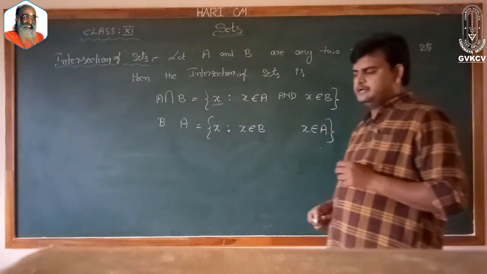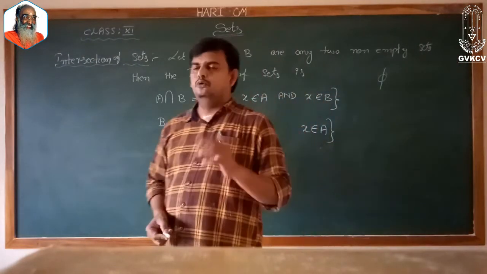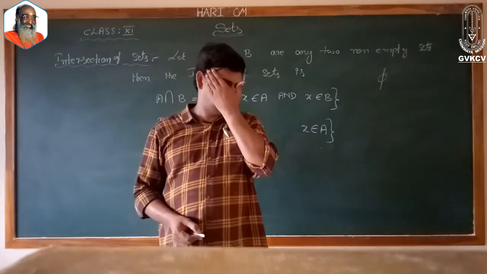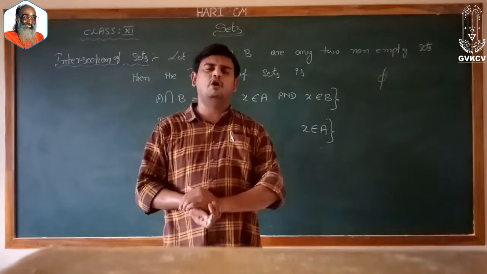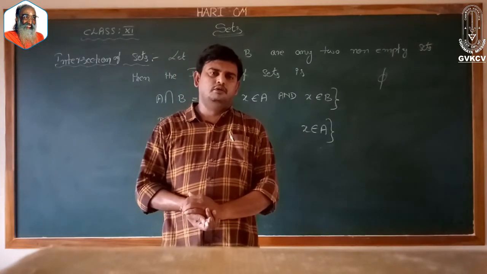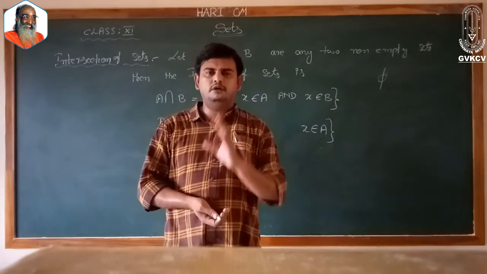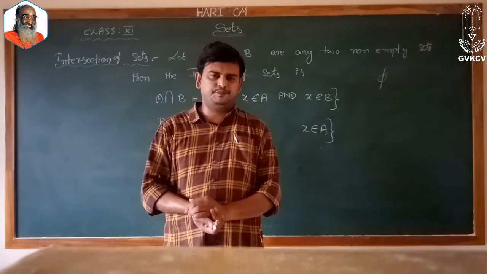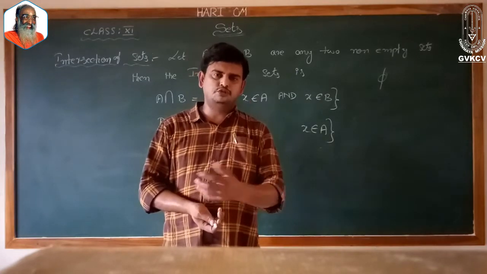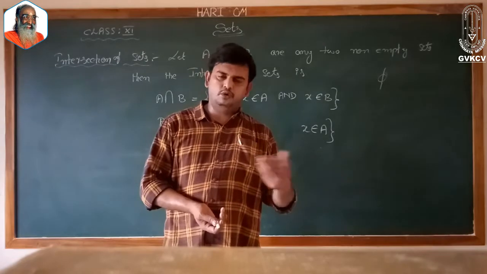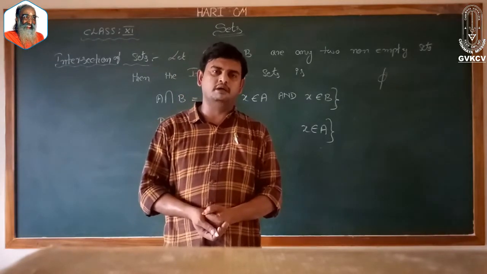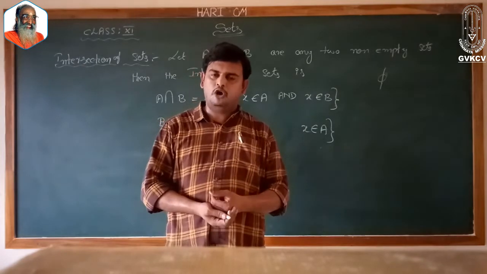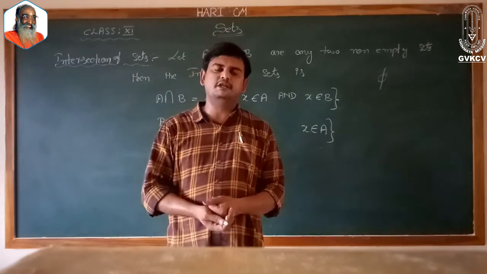There is no 100% guarantee that we have common elements in both the sets. Sometimes you may have common elements, sometimes you may not. There is no rule that we should have common elements. That depends on the situation. So whenever there are no common elements, our answer is an empty set.